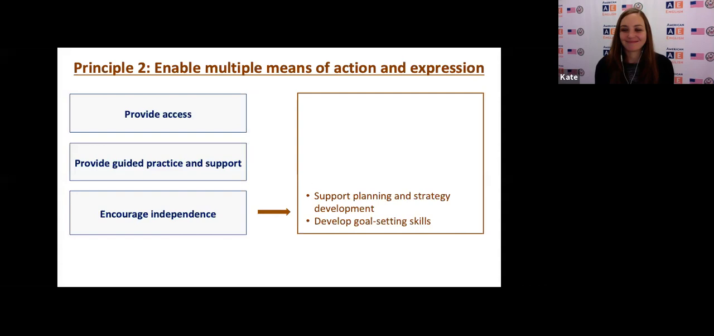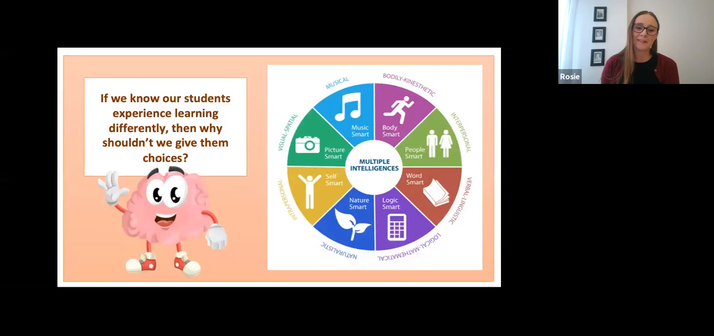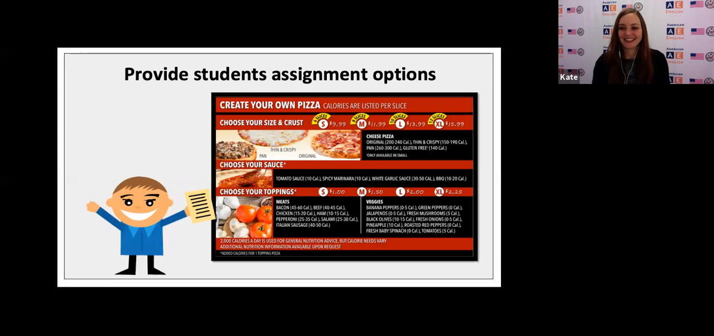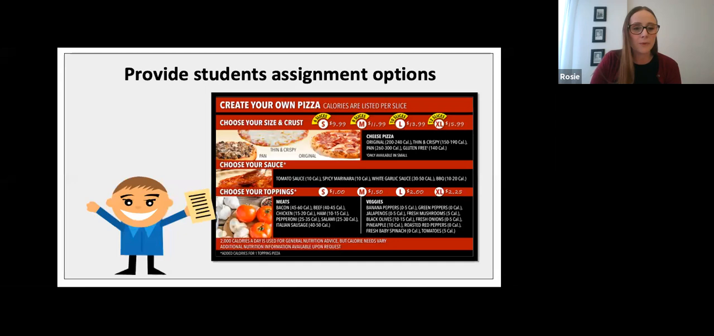Okay, so on the next slide, you'll see some more information about this because, again, we have to develop confident learners. So we know that all of our students learn in a multitude of different ways. So why shouldn't we give them choices? And I like to think about this, as you'll see on the next slide, like ordering a pizza. Now everyone thinks of analogies as silly. But have you ever gone out to dinner with a group of your friends or maybe your family and everyone wants different toppings on the pizza? And it's really hard to just decide on two or three toppings, right?